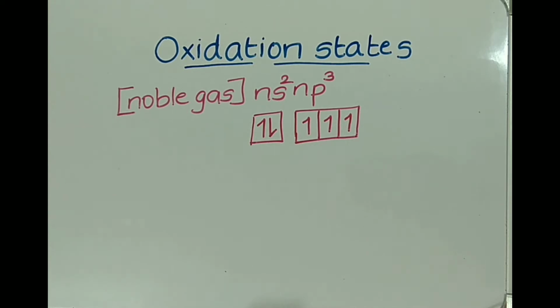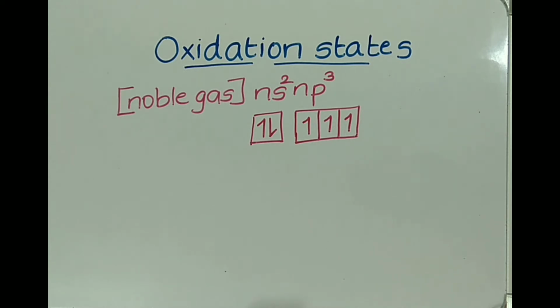Oxidation states of nitrogen family. The general electronic configuration is ns2np3: 2 electrons in the s orbital and 3 electrons in the p orbital. So to make the p orbital completely filled, it requires 3 electrons. The element requires 3 electrons.